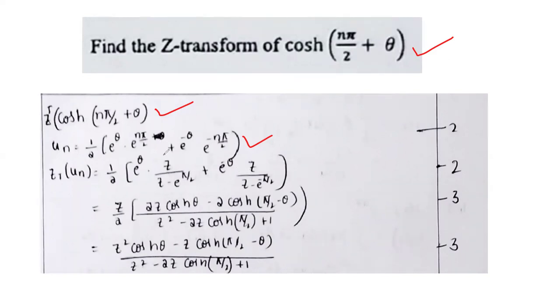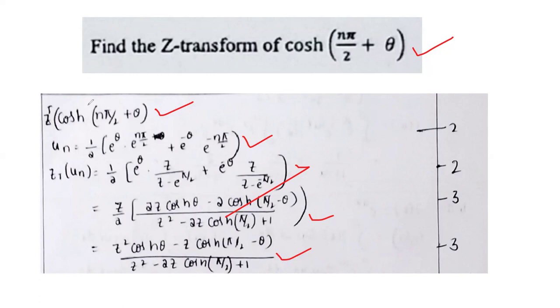Now, let me modify accordingly. So half z by z minus e to the power pi by 2, plus e to the power minus theta z by z minus e to the power minus pi by 2. Again, I'll be modifying. You can do the cross multiplication. Further simplification, and ultimately I get the final expression in this fashion.